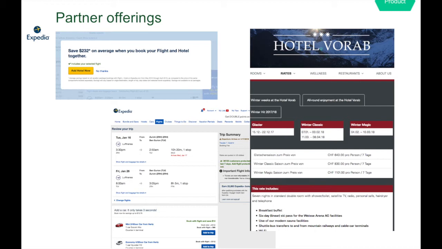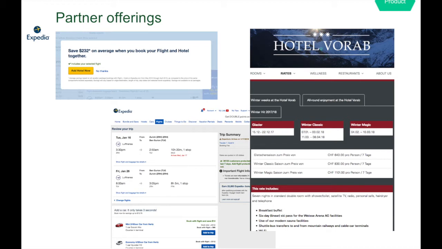And of course, Expedia gets some kind of commission, some kind of fee from the hotel as well as from the car rental company. The example on the right hand side, that's a hotel. The hotel is called Vorab. That's in a resort called Vlimslaks, but that's not so interesting. We will come back to this hotel example later. So what we actually have is they have packages, the Glacier package, the Winter Classic, and the Winter Magic packages.